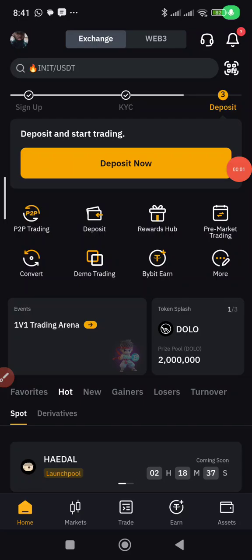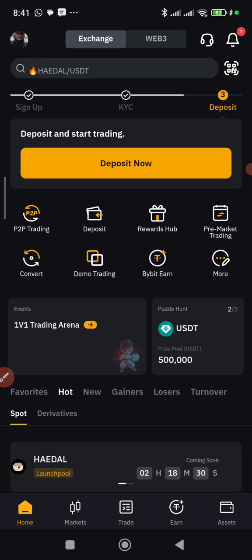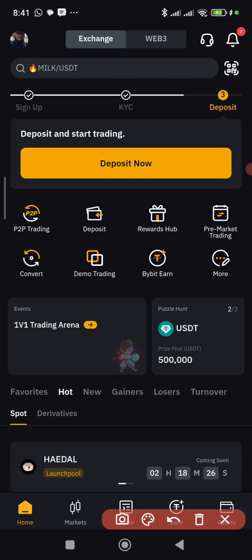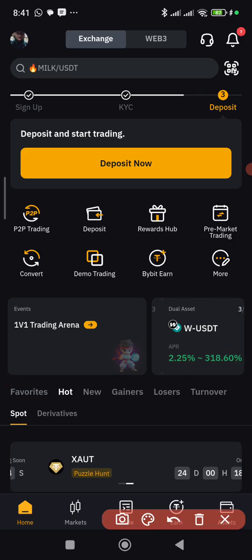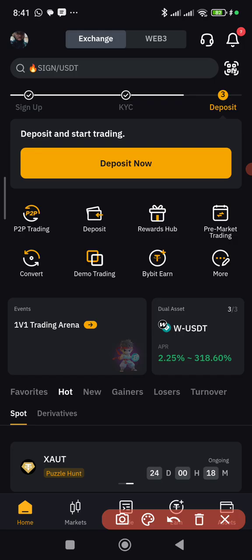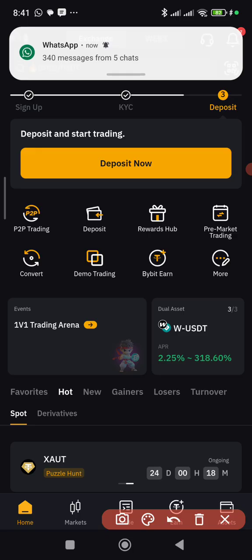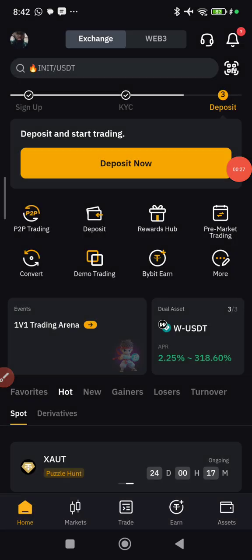Hello guys, this is a quick tutorial on how to perform futures trading on Bybit using your mobile phone. The first thing you will do is to have money in your wallet. How do you input money in your wallet? First of all, you must learn how to deposit, withdraw, and learn those little minor things on Bybit. Those are the first things you should learn.